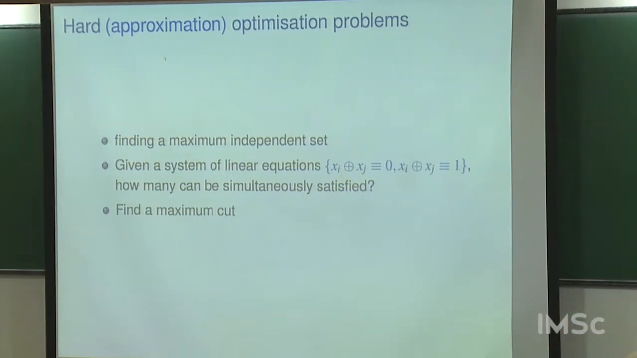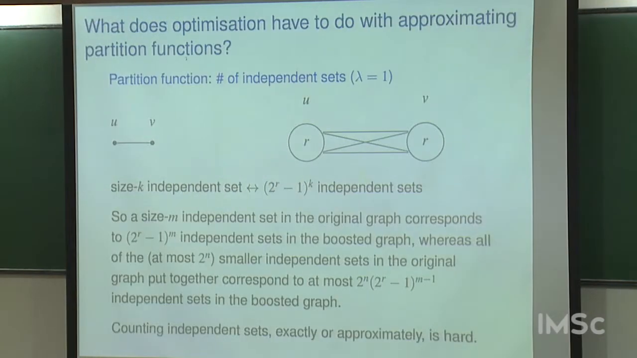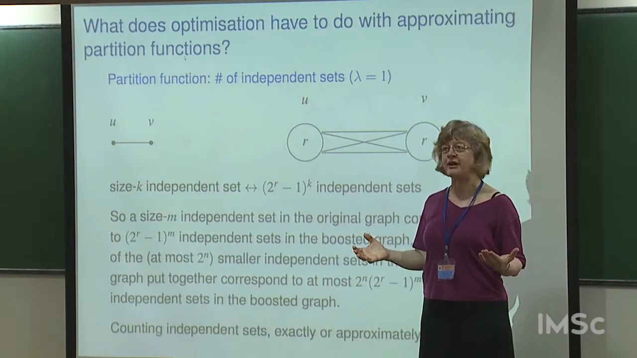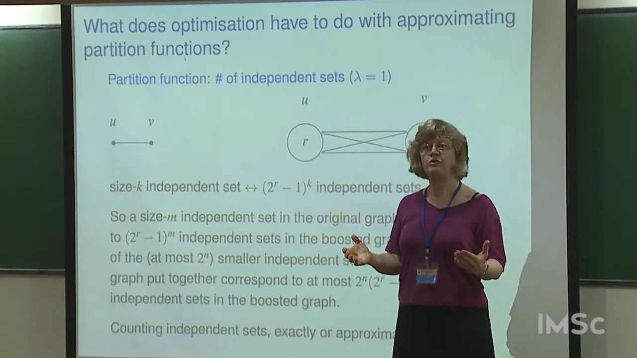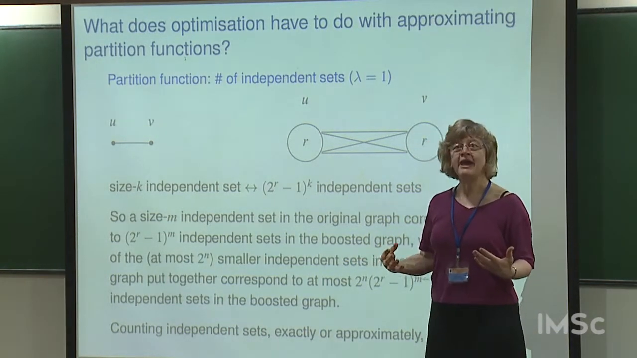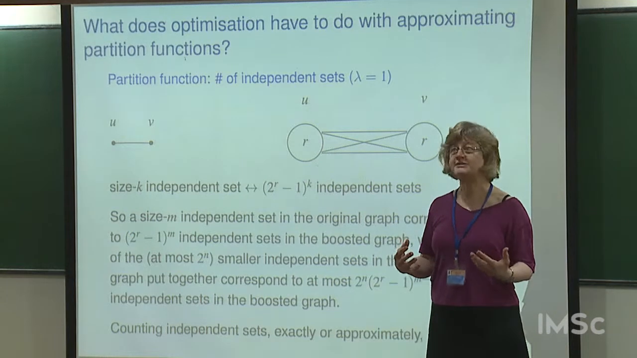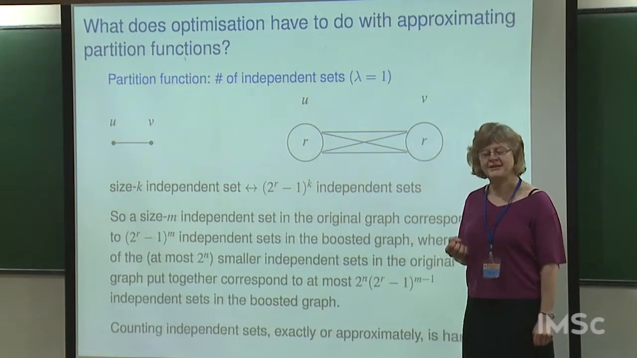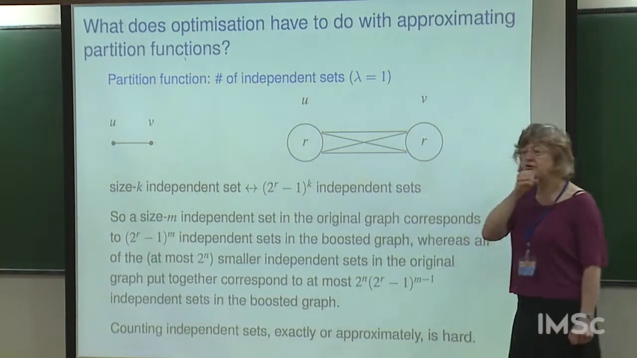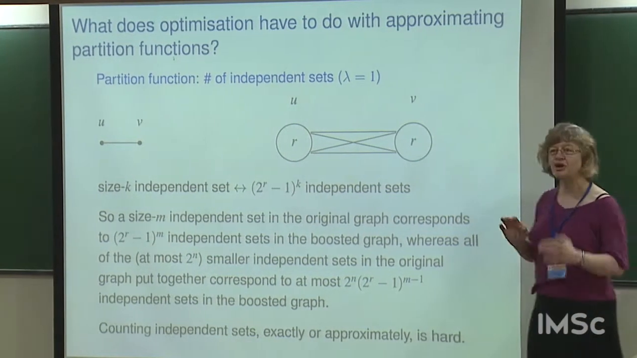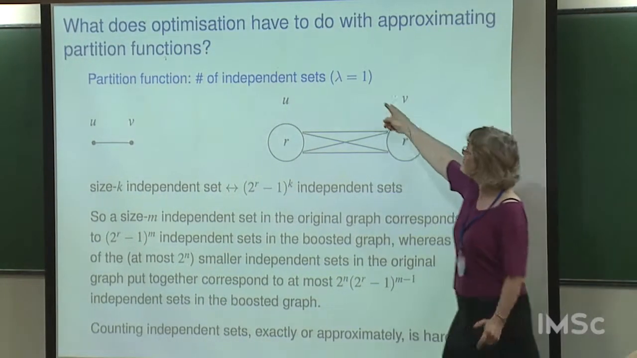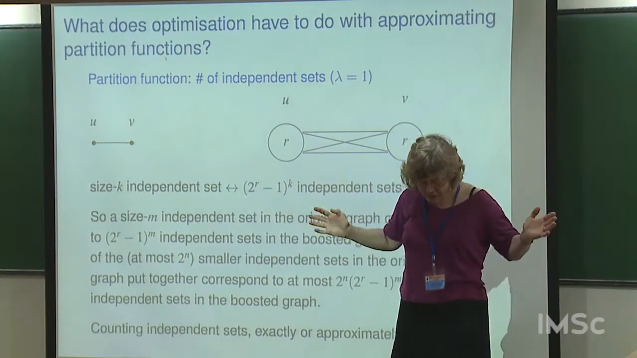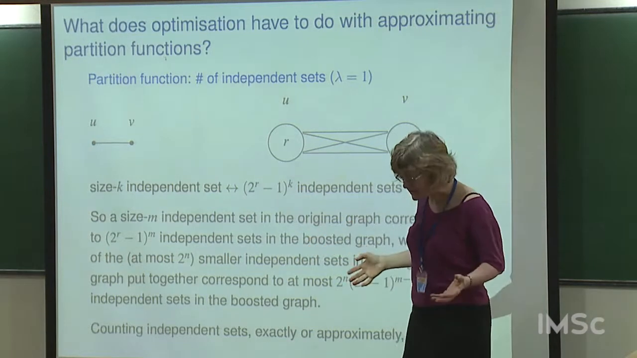Okay, so that's optimization. And now I want to start out by saying, what does optimization have to do with counting? So if you knew that optimization was hard, how would you find hardness for things like calculating partition functions? I'm going to start out with a kind of motivating example. We're going to go to the simplest partition function there is, and I'm going to take lambda equals 1. Okay, so the partition function is just the number of independent sets.